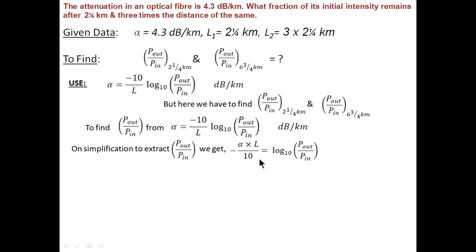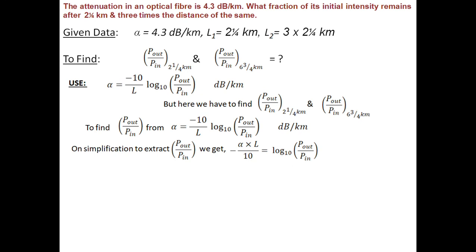Okay, so you are just simplifying, you are not taking the inverse function yet. L is multiplied here, minus 10 is divided, you just simplify. Make sure that you have only P output by P input inside the log function. This ratio is inside the log. You have to remove log to base 10.